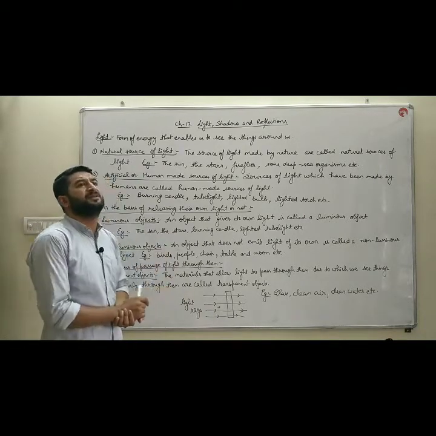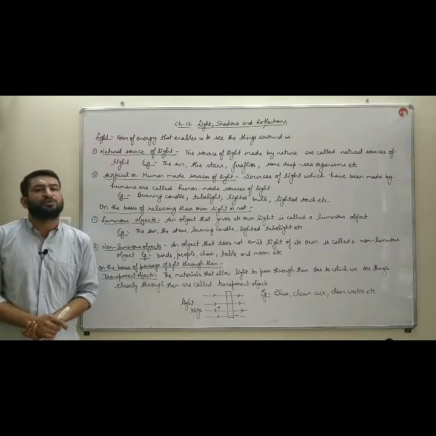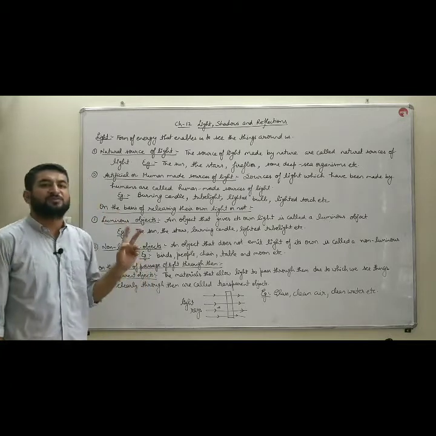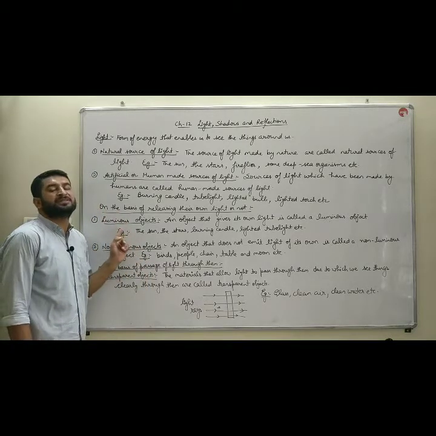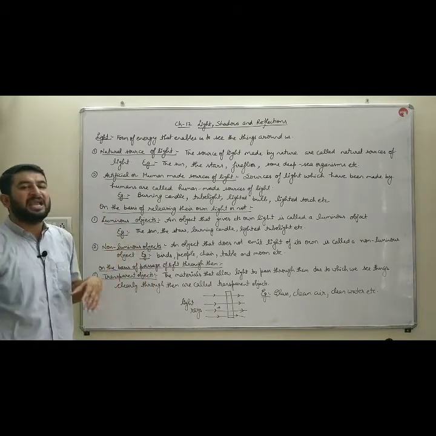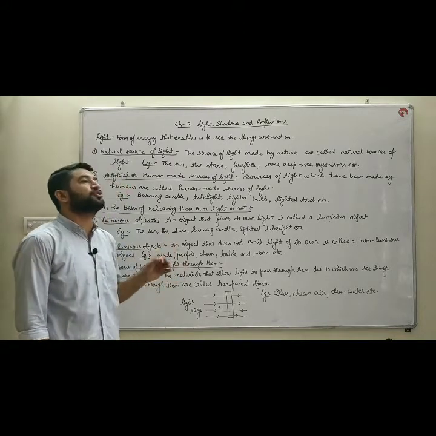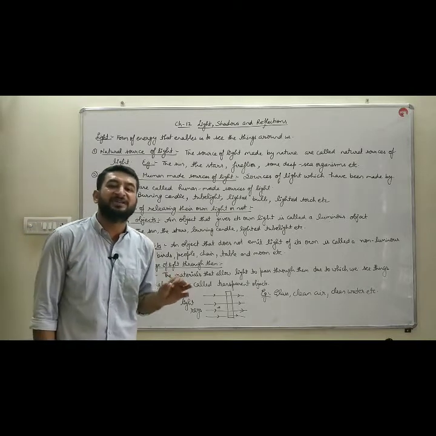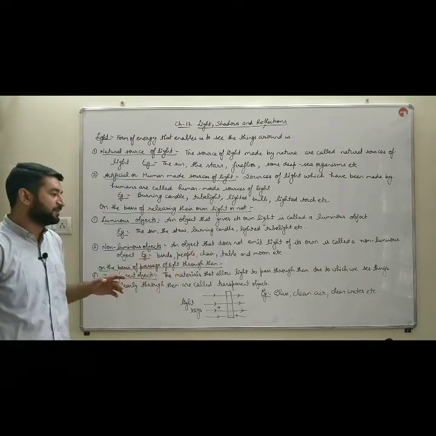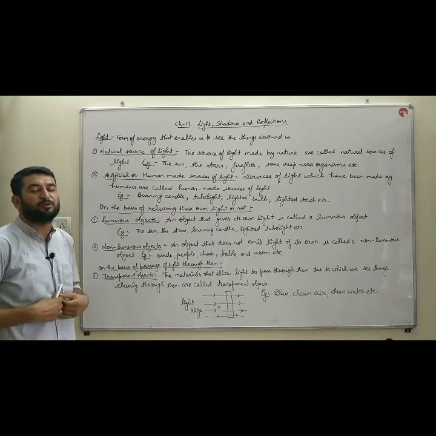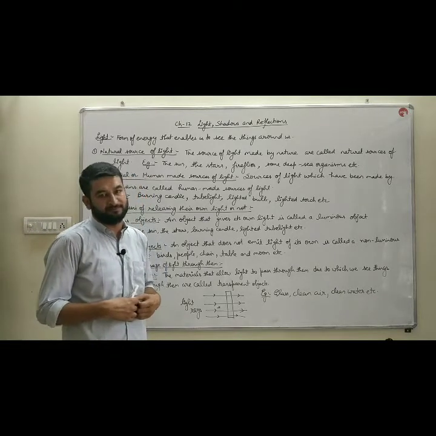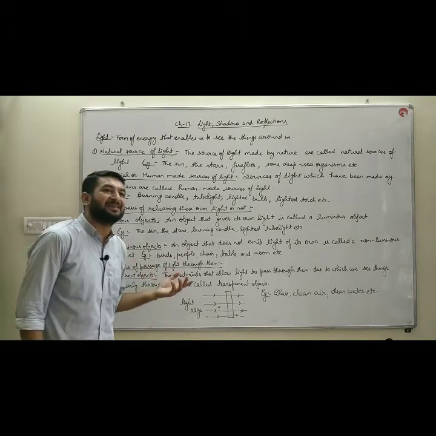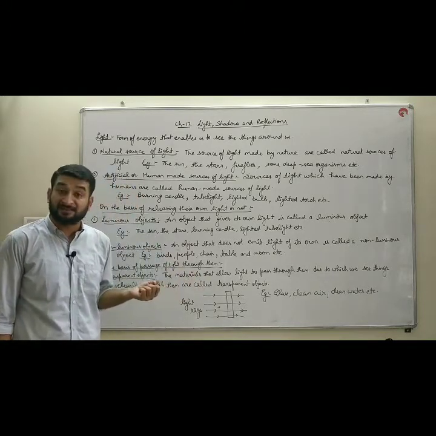Next one, on the basis of releasing their own light or not. There are two kinds of objects on this basis, and the first one are luminous objects. What are luminous objects? An object that gives its own light, that releases its own light, is known as a luminous object. वो ऑब्जेक्ट जो अपनी खुद की लाइट इमिट करता है बच्चों से हम क्या बोलते हैं? ल्यूमिनस ऑब्जेक्ट बोलते हैं.